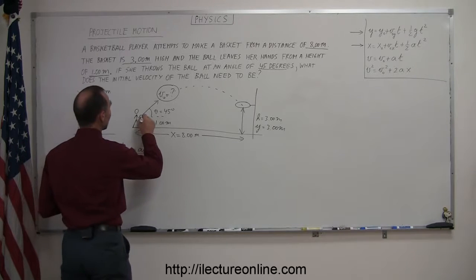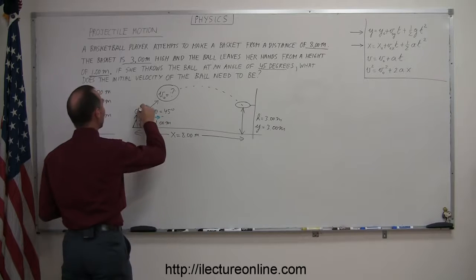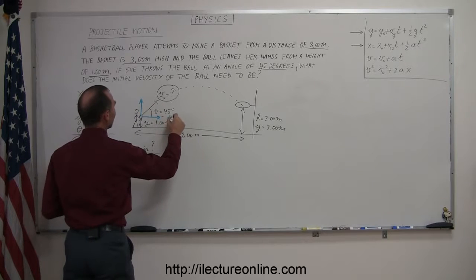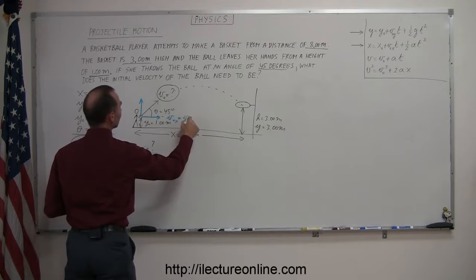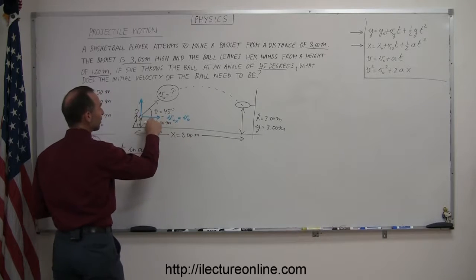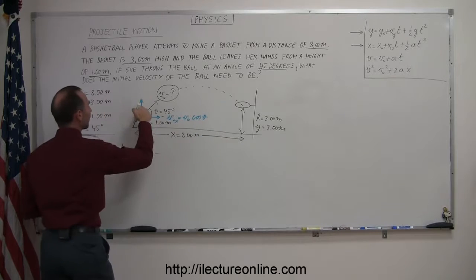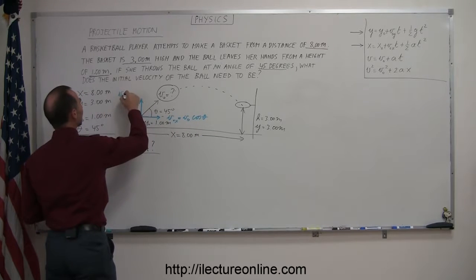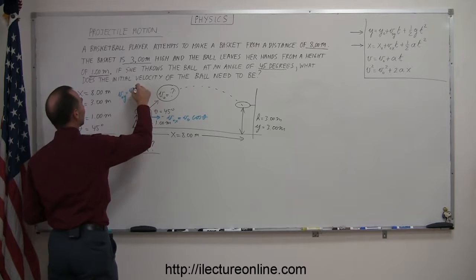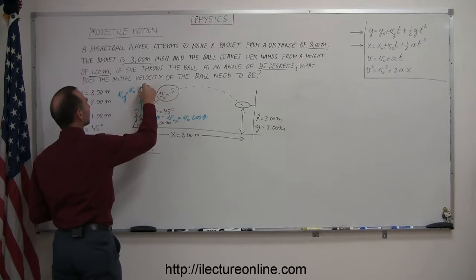We need the horizontal component of the initial velocity and the vertical component of the initial velocity. So v initial in the x direction is equal to v initial times the cosine of theta, since the component is adjacent to the angle. And over here for the vertical component, v initial in the y direction is equal to v initial times the sine of theta.